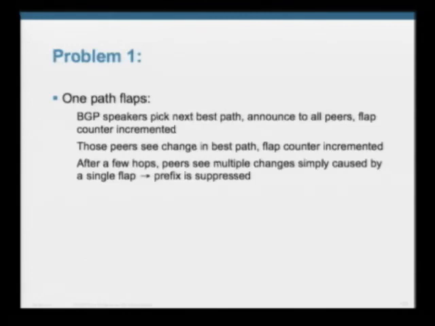First problem: if one path flaps, BGP speakers pick the next best path, announce it to all peers, and increment the flap counter. So you could end up with flaps being created and damped simply by a path changing, which wasn't really quite the idea. If a path changes, it's just one simple change. But it's just as though you say something and it echoes on and on and on.